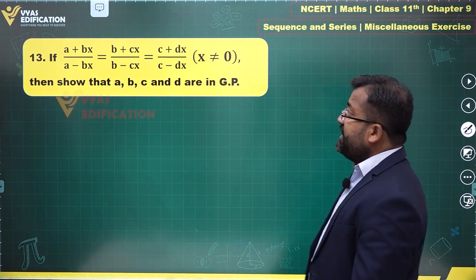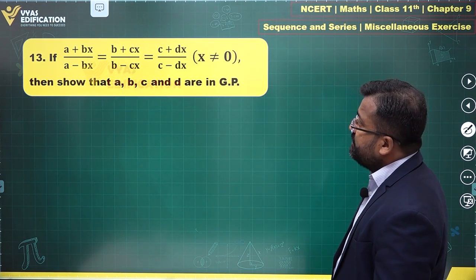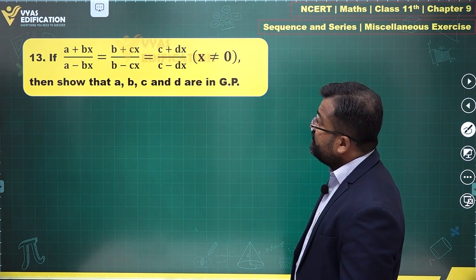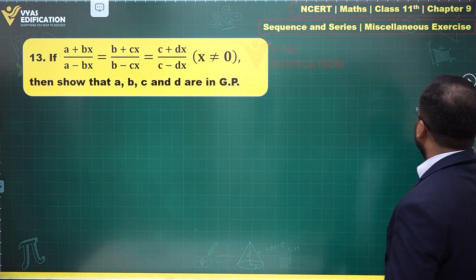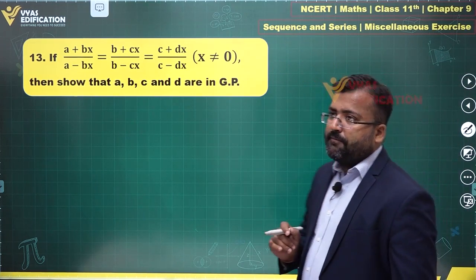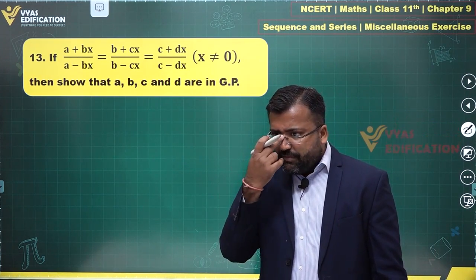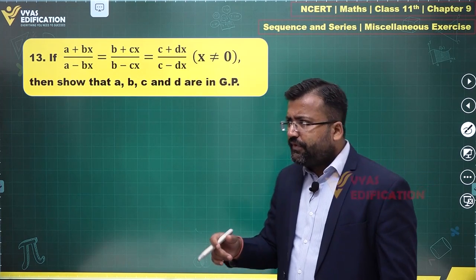Question number 13 says: if (a + bx)/(a - bx) = (b + cx)/(b - cx) = (c + dx)/(c - dx), where x is not equal to 0, then show that a, b, c, d are in GP. Now, for showing a, b, c, d are in GP, what can we prove?